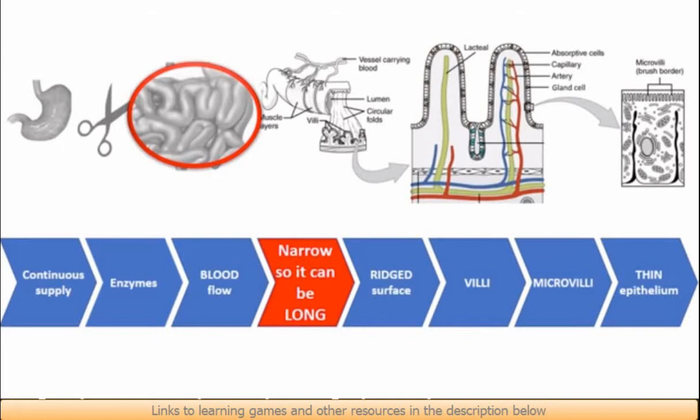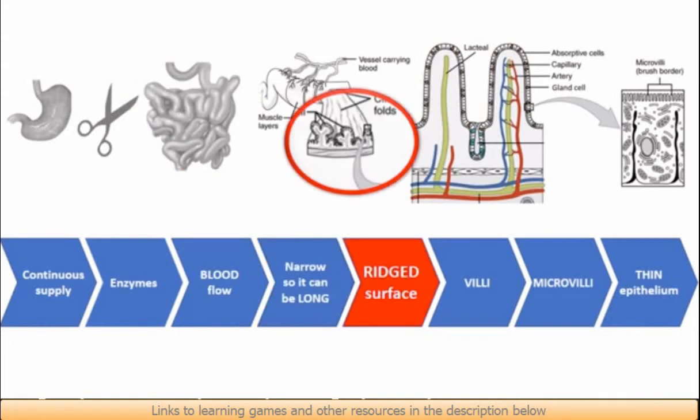The small intestine has a small diameter. It's narrow, and that allows a long length of the intestine to be fitted into the abdominal cavity. Because of the long length, it's increasing the overall surface area available for diffusion. The walls of the small intestine are not smooth. They've got a ridged surface, and that increases the overall surface area available for diffusion.